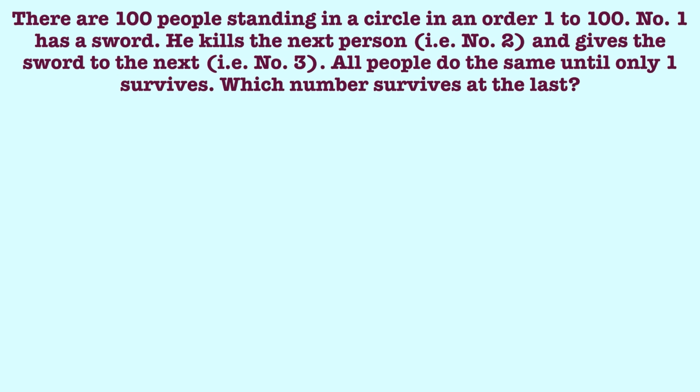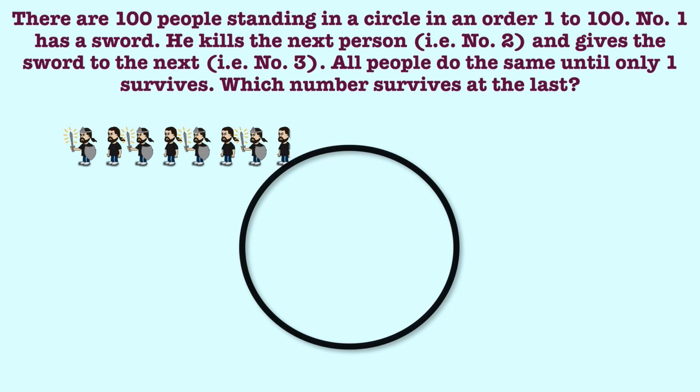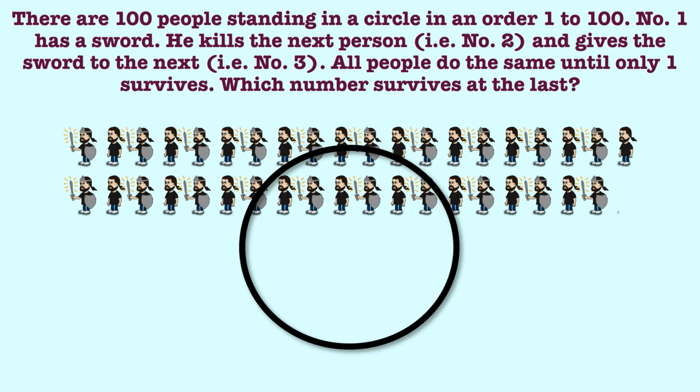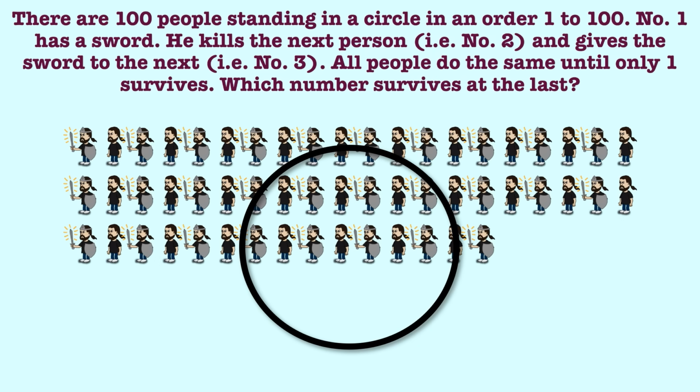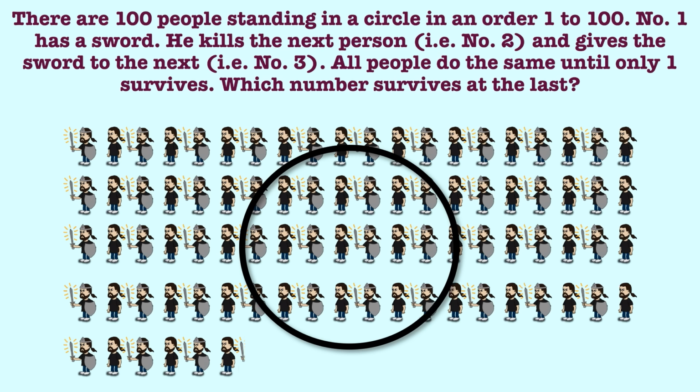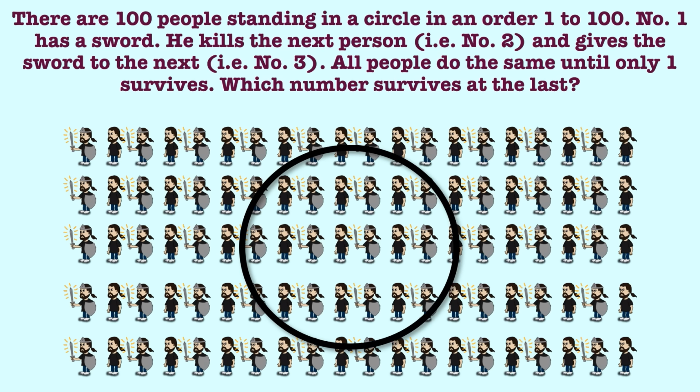Let me read the puzzle now for you. There are 100 people standing in a circle in order 1 to 100. Number 1 has a sword. He kills the next person, that is number 2, and gives the sword to the next, that is number 3. All people do the same until only one survives. Which number survives at the last?